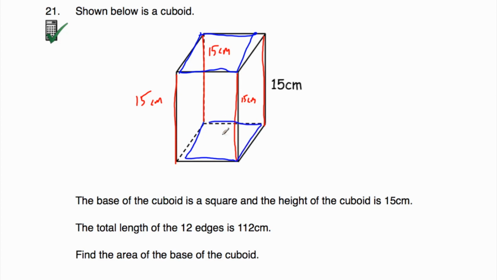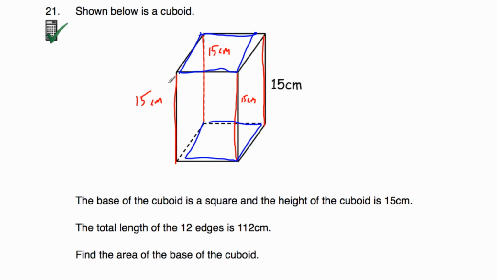But because we know the base of the cuboid is a square, that edge would have the same length as that edge, which would be the same length as that edge, and that one, and that one, and that one. So all of those 8 edges that are left have got the same length as each other. So we know enough information to work out the length of each one of those edges.